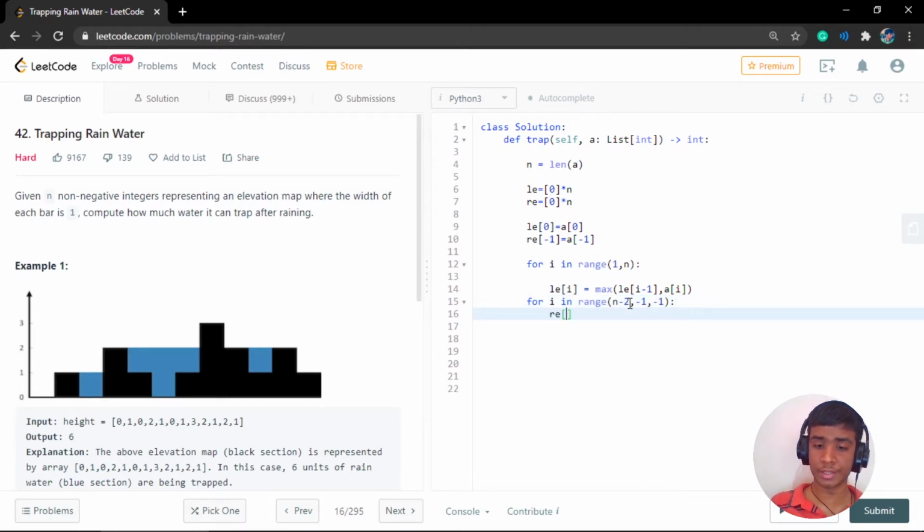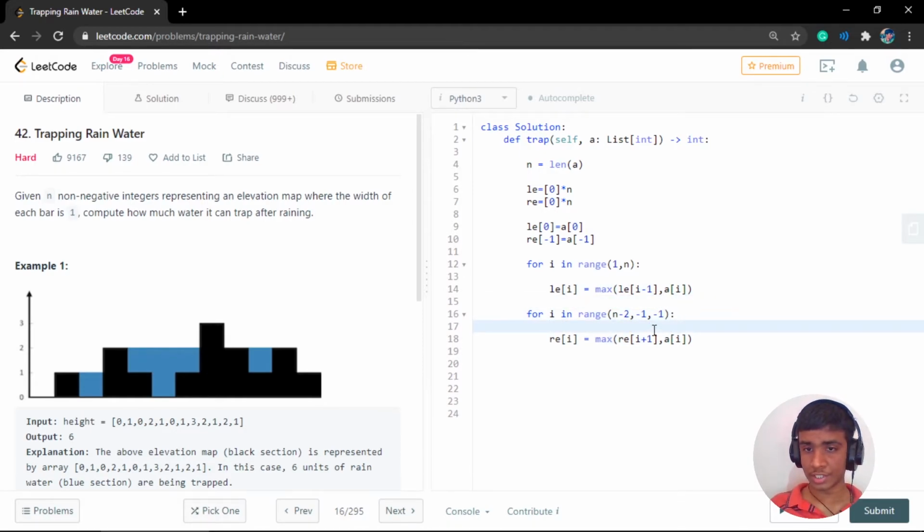And the right elevation at index I is going to be the max of right elevation at I plus 1, and a of I. So what does this statement exactly mean? Consider this point. What is the maximum to its right? I'm comparing the maximum elevation at this point with what is already present to the right and my present index, right? We are simply performing a max function. And at this point we have all the information.